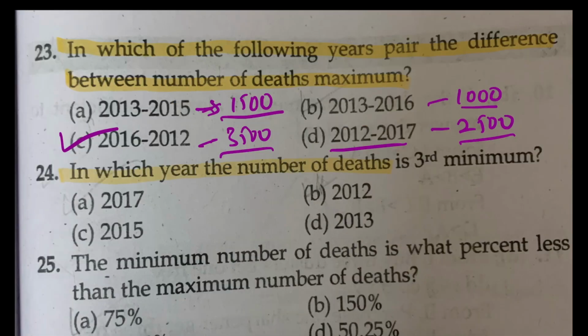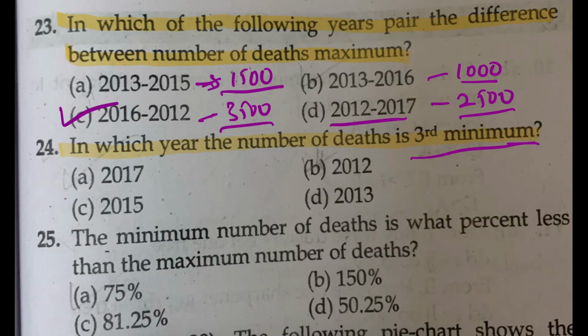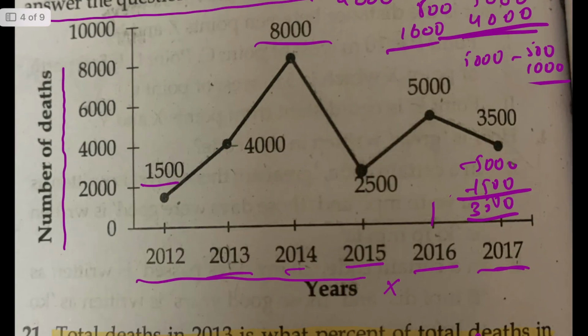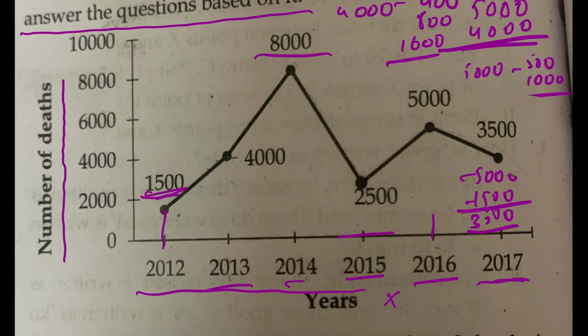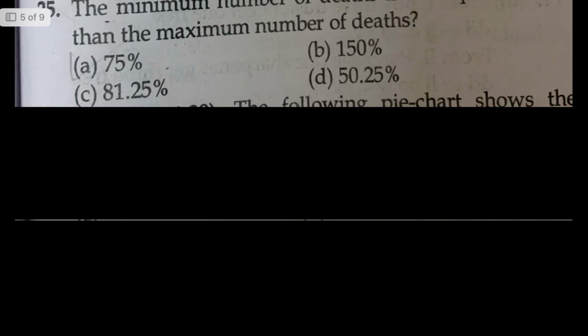In which year is the number of deaths third minimum? So we need to check from the lowest to the highest. The first minimum is 2012, which has 1500 deaths. The second minimum is 2015, which has 2500 deaths. And the third minimum is 2017, which has 3500 deaths. So we got the third minimum death number, whereas 5000, 8000 are higher. So the answer will be 2017.